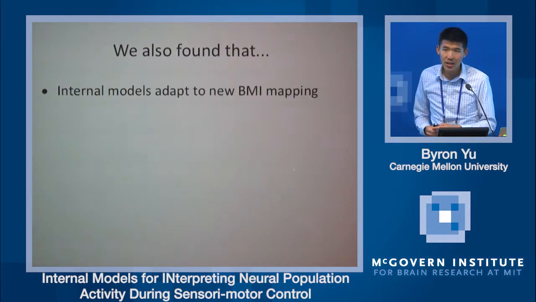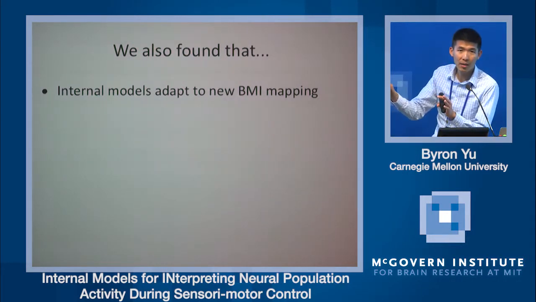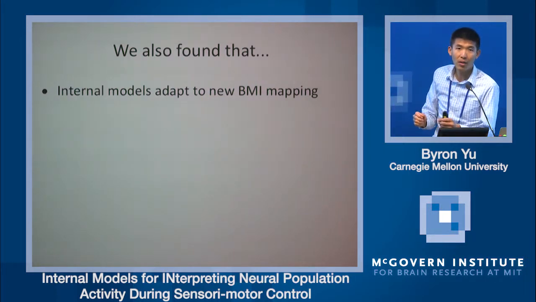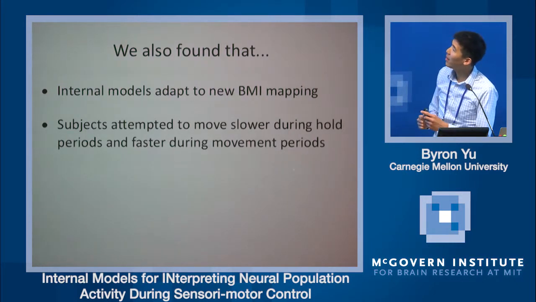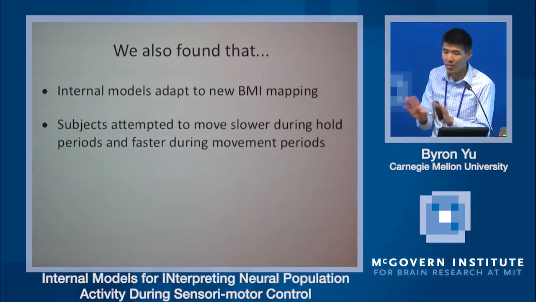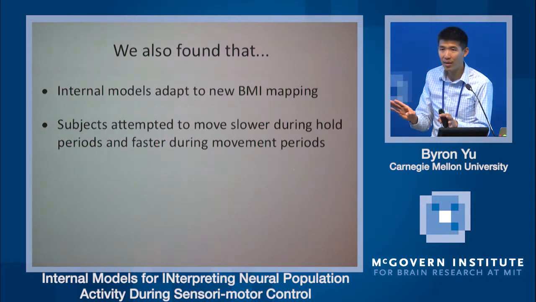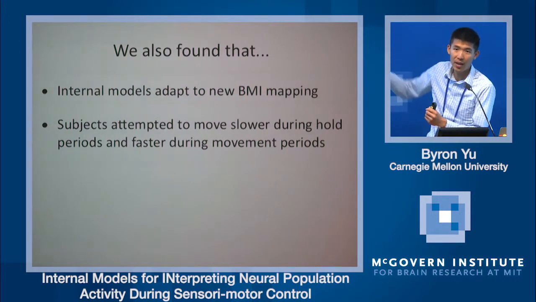Okay, so I don't have time to get into additional analyses that we did, but let me just tell you what they are. We also found that when we changed the BCI mapping, the internal model also adapted in accordance to the new mapping. Secondly, we found that subjects attempted to move more slowly during hold periods and more quickly during movement periods. As if this mismatch between the internal model and the BCI mapping actually decreased the dynamic range of speeds. The animal had some trouble stopping and some trouble moving quickly, and we could see that by interpreting the neural activity in terms of an internal model.